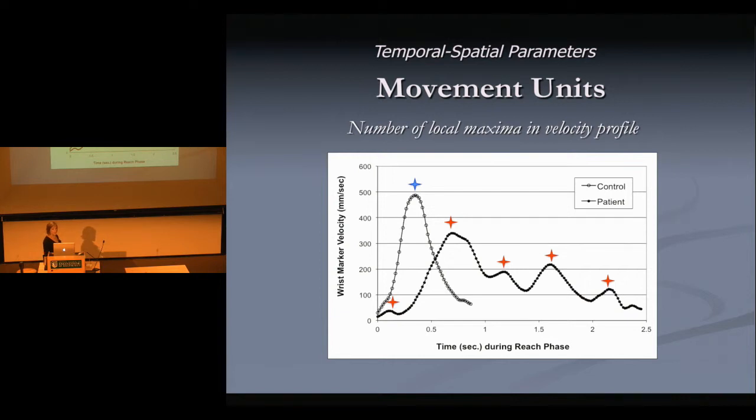So the number of movement units represents the total number of local maxima in the velocity profile of the wrist marker. Here we have a plot of wrist marker velocity for the reach phase only. You can see for the typically developing patient, there's a nice bell-shaped curve, which represents 1 movement unit. The individual with cerebral palsy has a much jerkier movement pattern, and we end up getting 5 movement units.